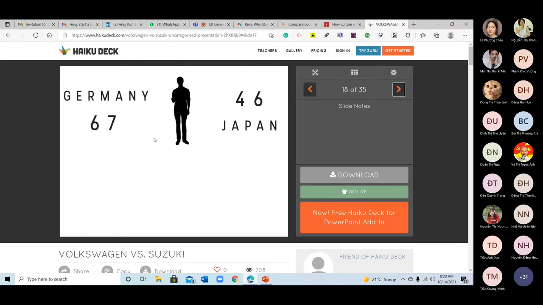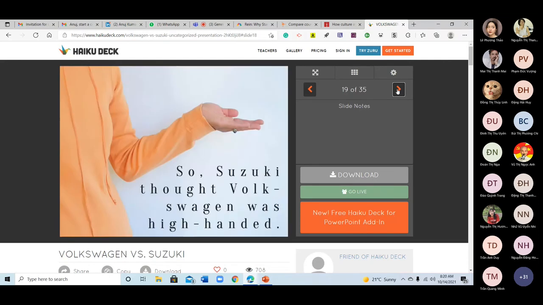Individualism: Germany 67, Japan 46. So Germany is an individualistic country. That's why decision making is also fast. It's not the case with the Japanese. So Suzuki thought VW was high-handed, meaning they thought VW was only thinking about themselves and not thinking about everyone. So that was the reason.